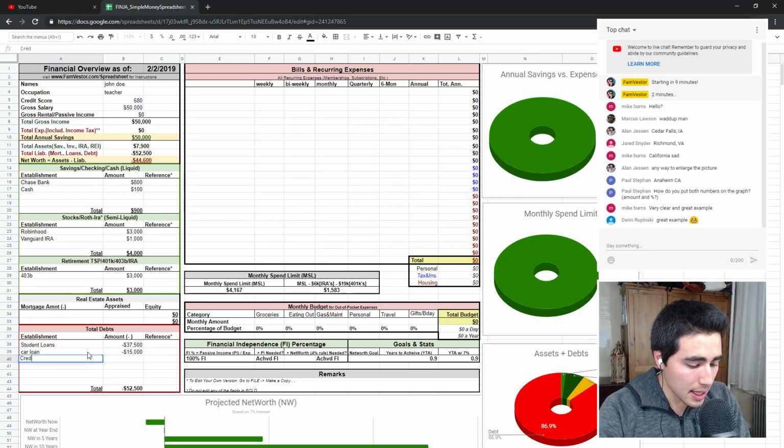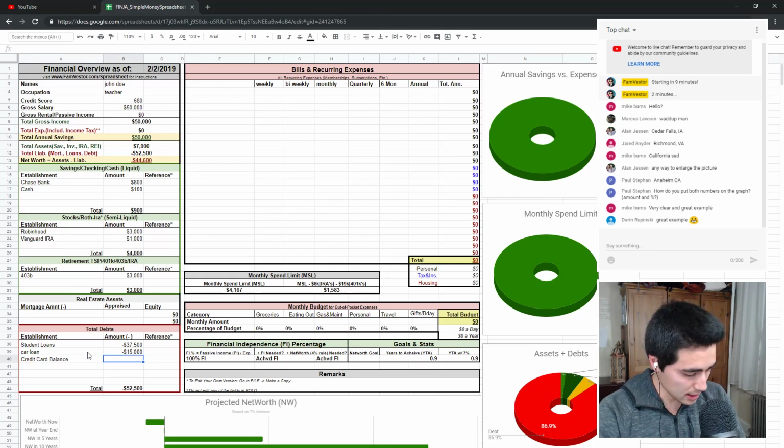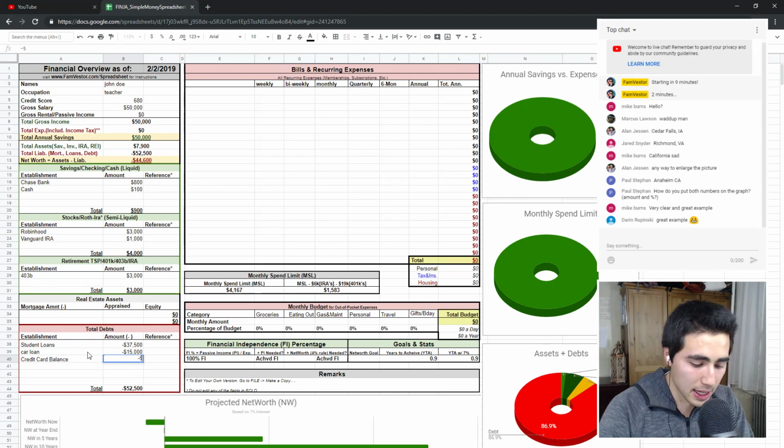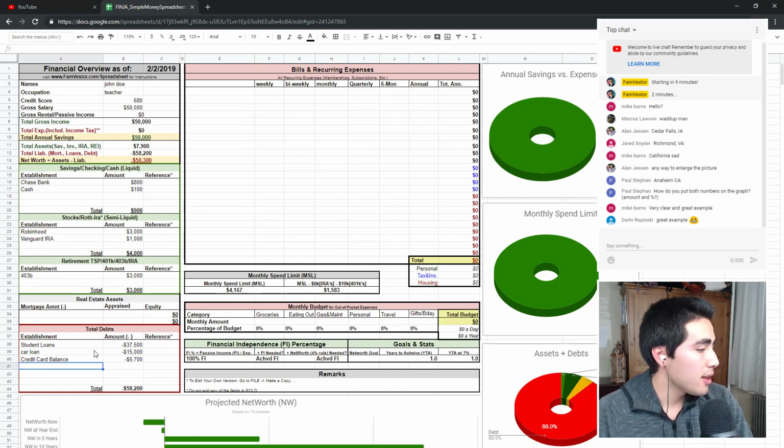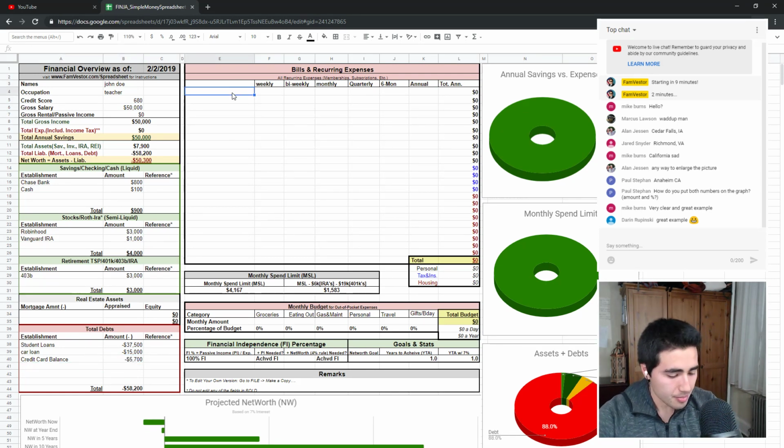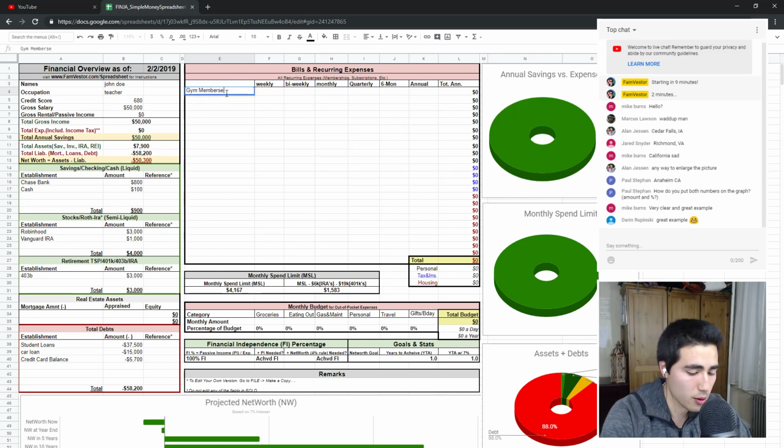And then let's say he has a credit card balance because he is not financially savvy yet, but he will be after filling out this spreadsheet. And let's say it's like 5,700. Okay, and you can kind of see these numbers moving around. And then we are going to put in other things. Let's say he likes to work out, or thinks he does at least, and he got himself a gym membership.